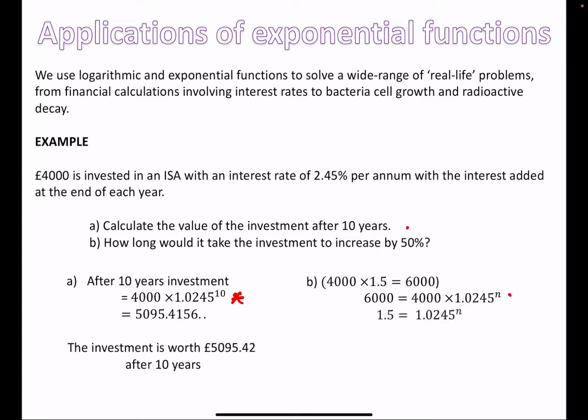And when we do that, you'll start noticing something. 6,000 obviously divided by 4,000 is 1.5, okay? That's the 1.5 times our investment. And that equals 1.0245 to the power of n. Right, now in order to find this n, again, this is what I mean by bringing it down. We want to use laws of logarithms to be able to do this. In other words, we want to take the log of both sides. Or if you have the right kind of calculator, what you can do is just rearrange this into exponential form.